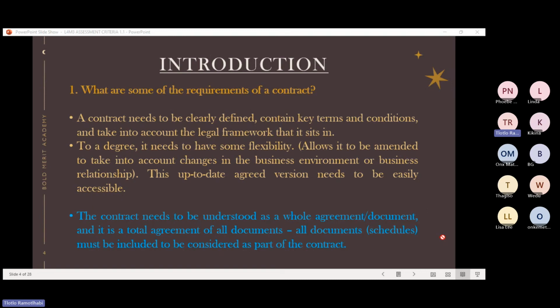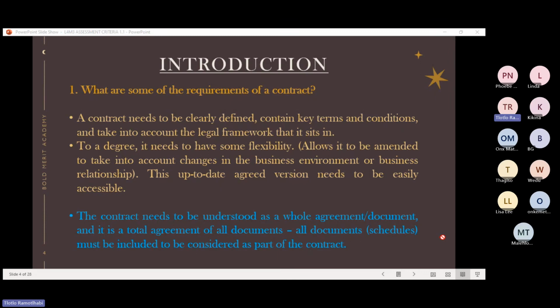So the question is, what are some of the requirements of a contract? For us to enter into a contract, what do we need? A contract needs to be clearly defined, contain key terms and conditions, and take into account the legal framework that it sits in. To a degree, it needs to have some flexibility that allows it to be amended to take into account any changes in the business environment or the business relationship. This up-to-date agreed version needs to be easily accessible.